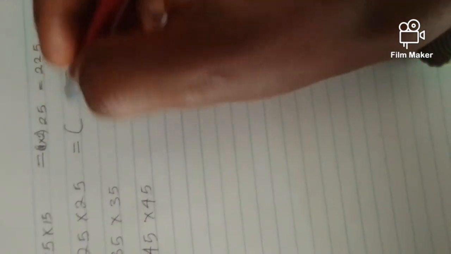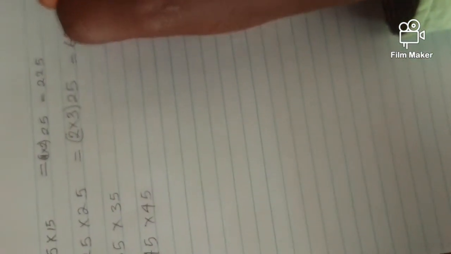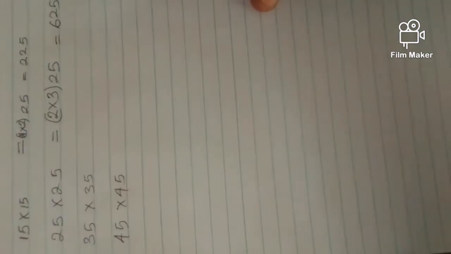For the next one, 25 times 25, the same way, 5 times 5 is 25. Open a bracket behind it. This is figure 2. What is the next number after 2? That is 3. 2 times 3 is what? 6. And you have 625. That is 25 times 25.